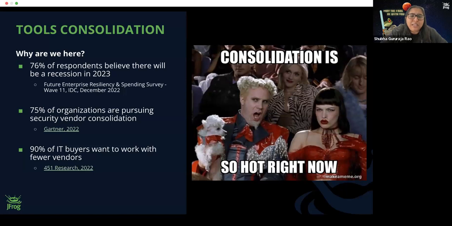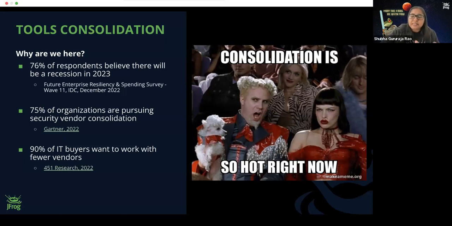And one of the other things that was also looked at was the IT buyers. The majority of the IT buyers wanted to work with fewer vendors. This is for many reasons, right? They don't want to be stuck in conversations with multiple vendors, which is basically achieving the same thing, or helping achieve the same use case.